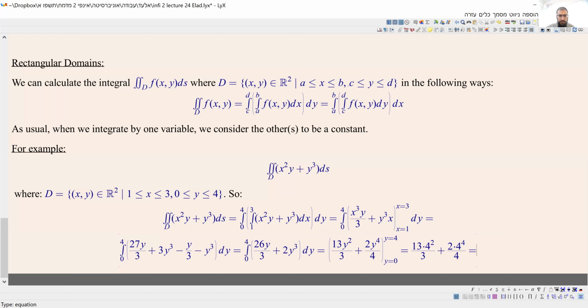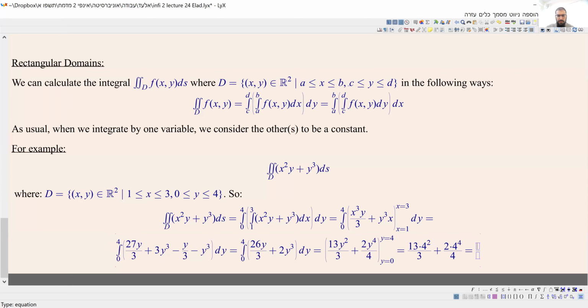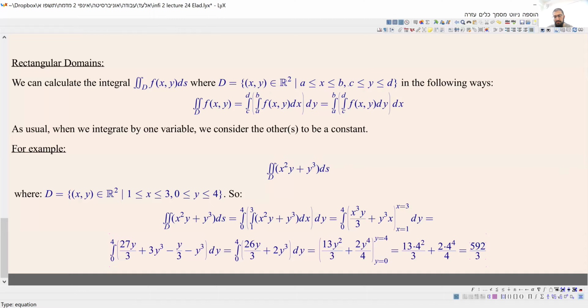Is there a whole theorem of why you can change them? Yes, I will refer to it later. Well, he claims that it is 592 over 3. He may be or maybe not correct.